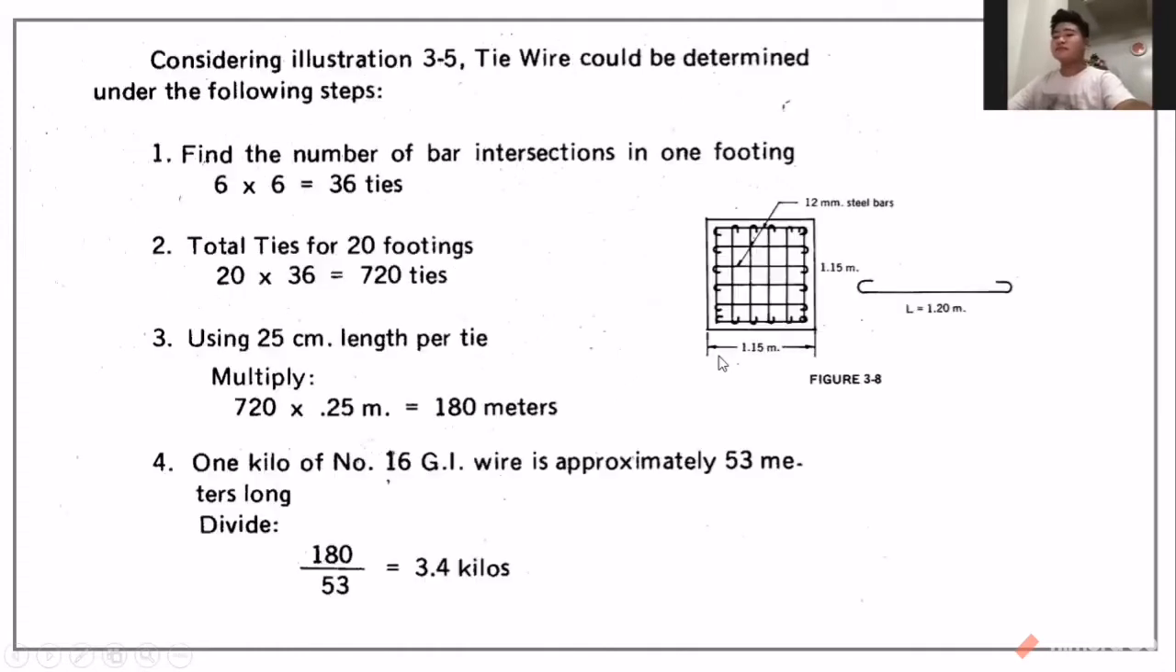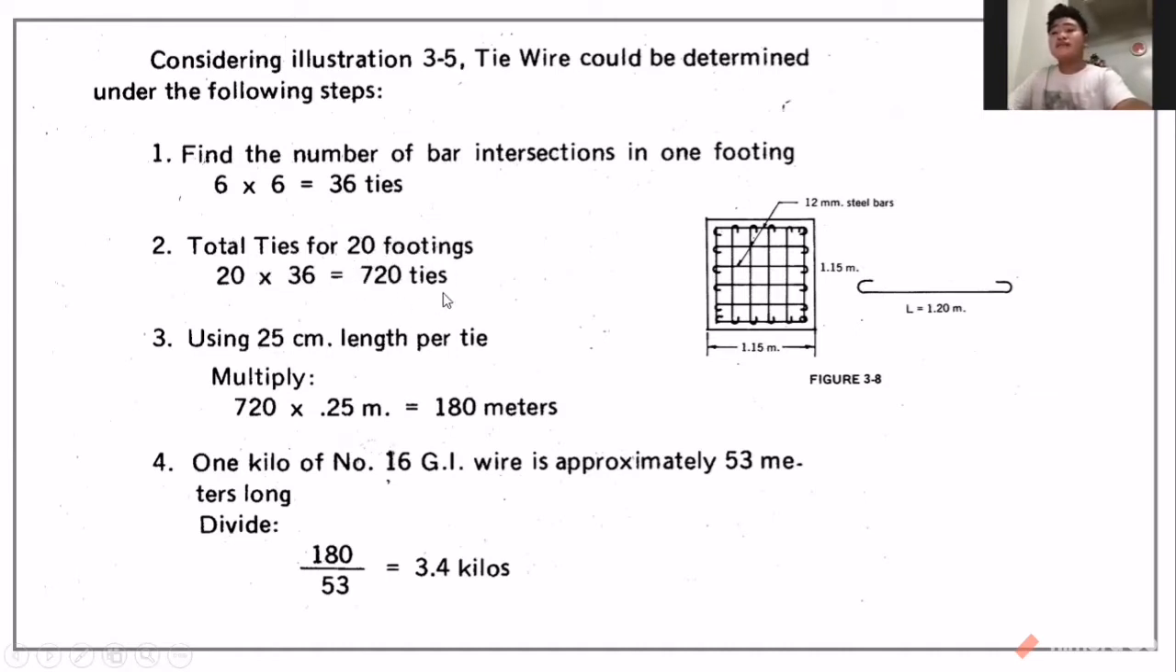But if we get a result of a fractional value like 10.4 or 10.6, we need to adopt the first procedure. So considering illustration 3.5, tie wire could be determined under the following steps. We'll just use this illustration again. So find the number of bar intersections in one footing. So we have 6 by 6 times 6, so we have 36 ties. Then total ties for 20 footings, so 20 was multiplied by 36, so we got 720 ties.